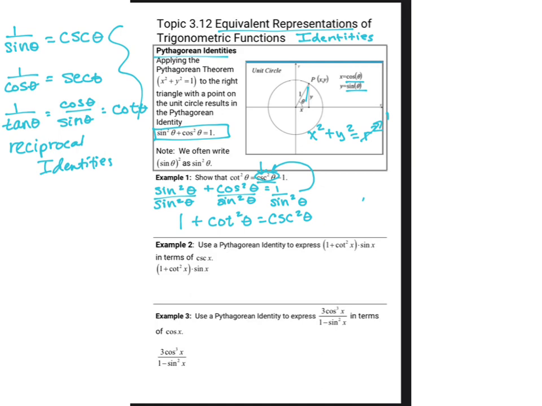And they said show that cotangent squared theta is equal to cosecant squared theta minus 1. So how do I prove that? Subtract the 1. Bring that over here. And now I know that cotangent squared theta is equal to cosecant squared theta minus 1. Are we following? Okay. There's one more identity.